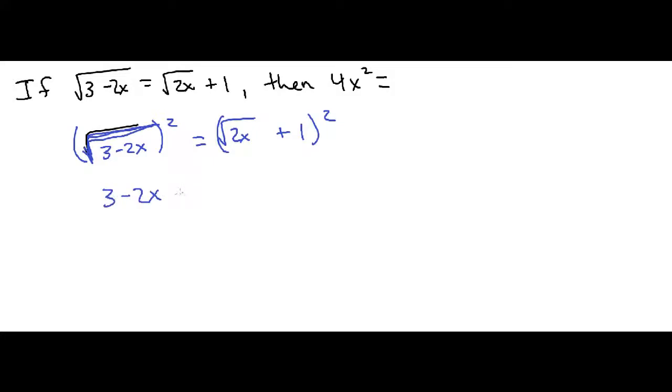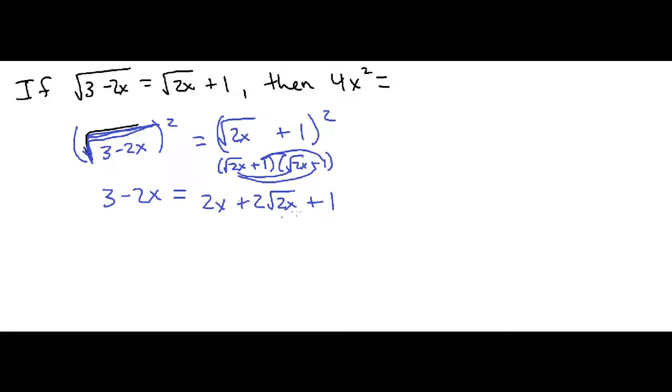So I'm going to have 3 minus 2x equals, and then I'm going to write this out, exactly what I'm doing, 2x plus 1, and I'm essentially just going to FOIL, which stands for first, outside, inside, last, and I'm going to get 2x plus 2 root 2x plus 1. You guys can always pause the video and work through that, but it's basically just FOILing, so just multiplying each term by every term.